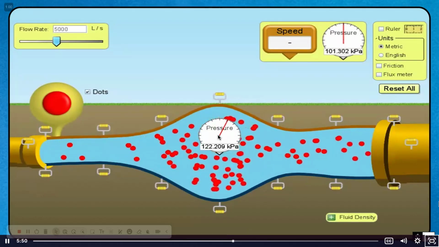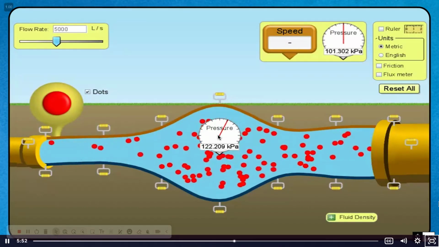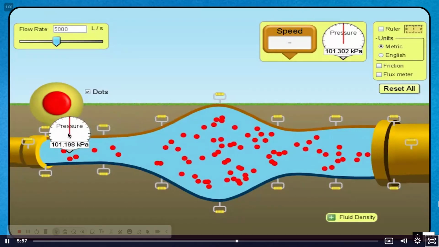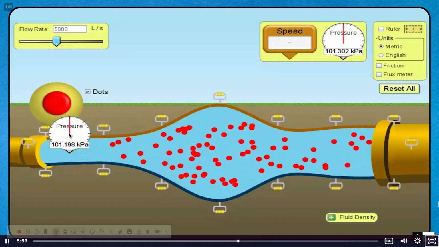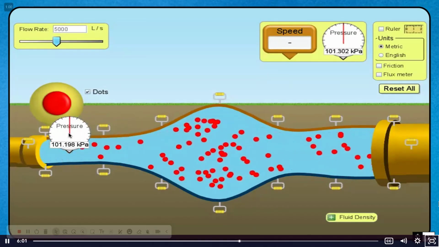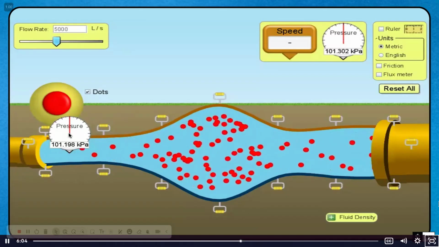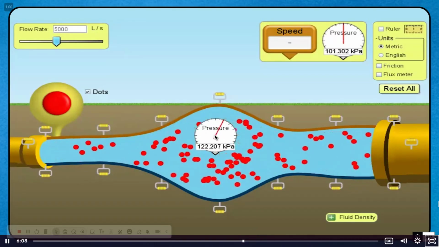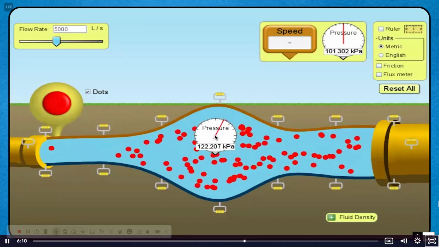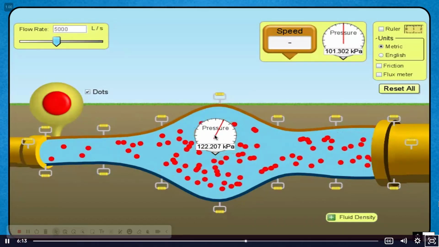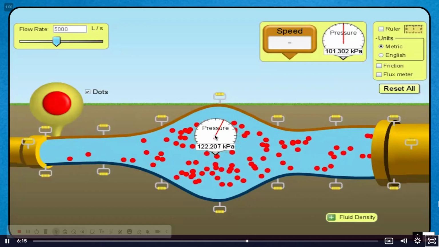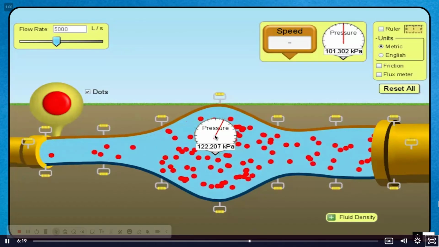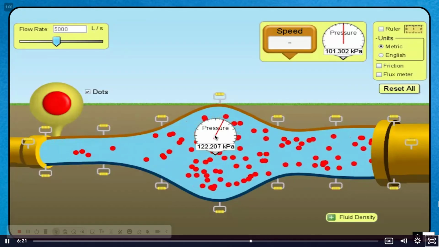But if I scooch my tire pressure gauge from the middle where it's wide to the left side where it's narrow, you'll notice that the pressure has dramatically decreased. The speed increases, the pressure decreases. When I move the pressure gauge back to the middle, which is wide, the speed is low and the pressure is high. So those two quantities, pressure and speed of the fluid, are inversely related to one another. As I increase the speed, I decrease the pressure. As I decrease the speed, I increase the pressure.